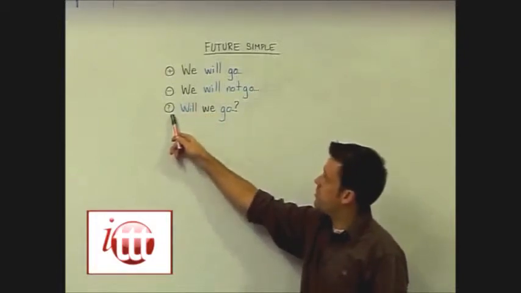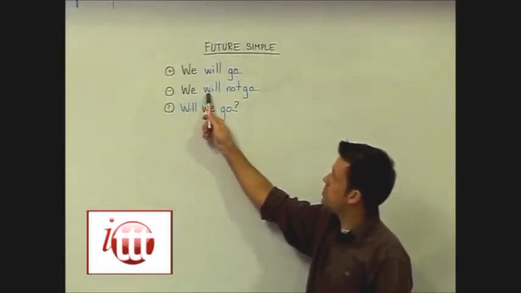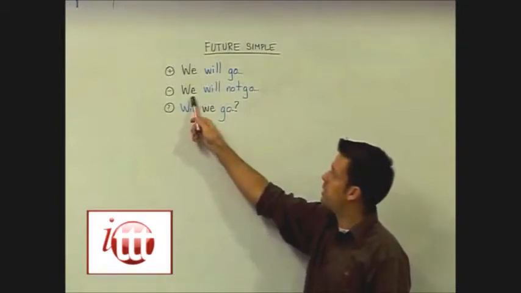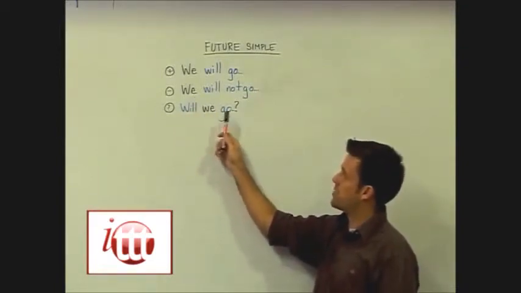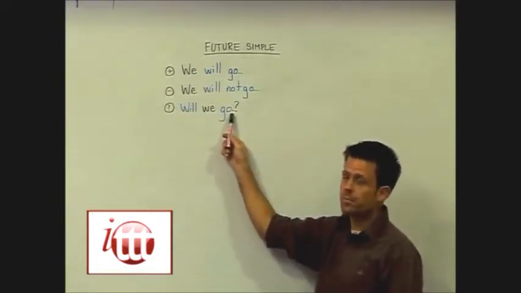To create the question, again we invert our words. So will begins the question. We keep our subject after that and use the main verb in its base form, will we go.